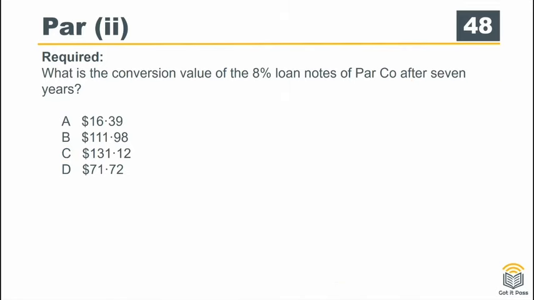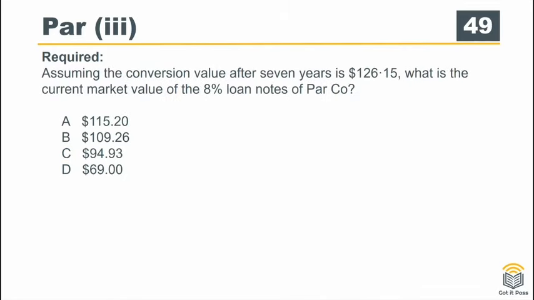Next, the third requirement is that the conversion value of the loan notes after 7 years' time is $126.15. What is the current market value of the 8% loan notes of Par company? It is a question asking you about the valuation of the loan notes, and the cost of debt given here is 9%, right?